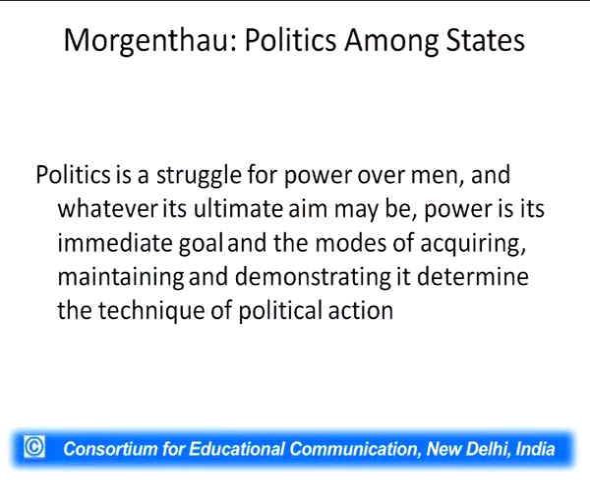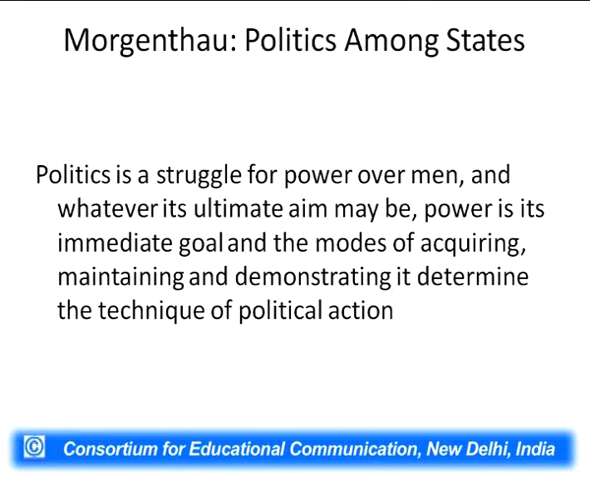Sometimes Morgenthau is used as the traditional realist or just the realist, or sometimes people also take him as a contemporary realist. But now Morgenthau's book is almost 50 years old, so he has also become a part of traditional realism. Morgenthau wrote a very famous book in 1960, Politics Among Nations. Here he defined politics as a struggle for power over men, and whatever its ultimate aim may be, power is its immediate goal, and the modes of acquiring, maintaining, and demonstrating it determine the technique of political action.